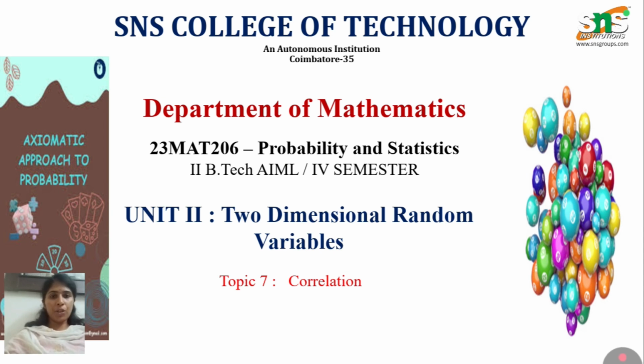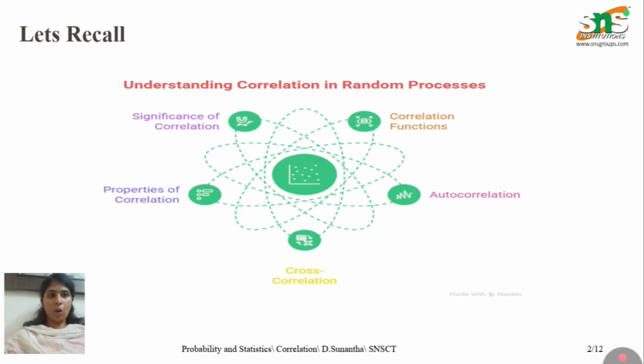As the continuation of the lecture series in the topic two-dimensional random variables, we are going to see what is correlation and its applications in this video. So first let us see what is correlation. Here correlation means measure the strength and direction of a linear relationship between two random variables.